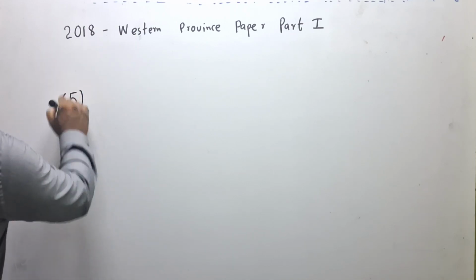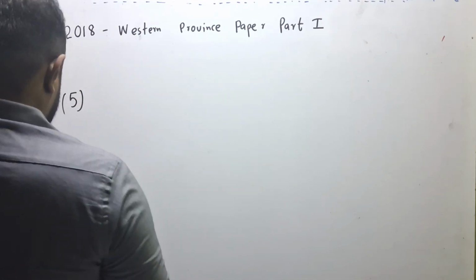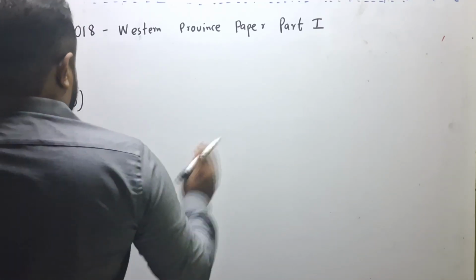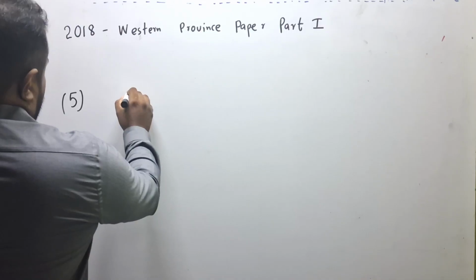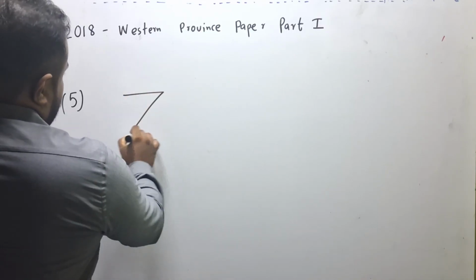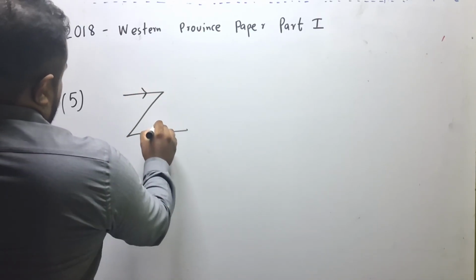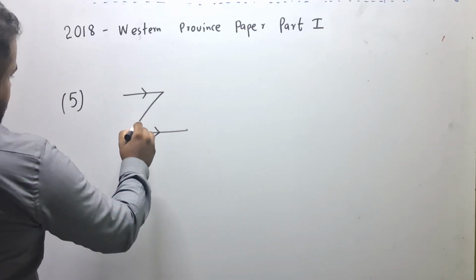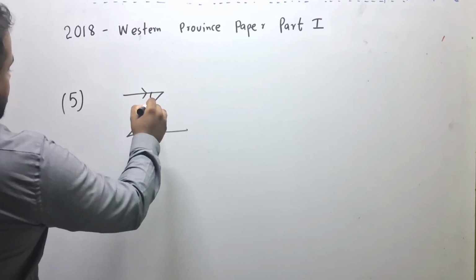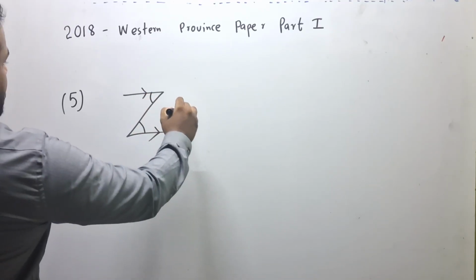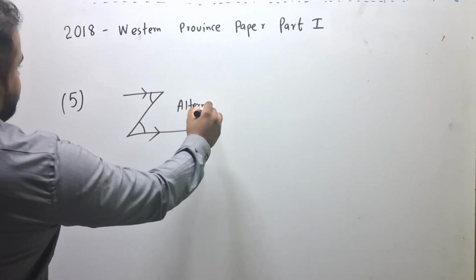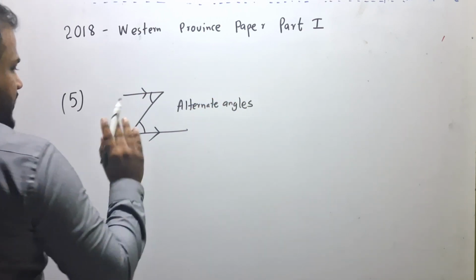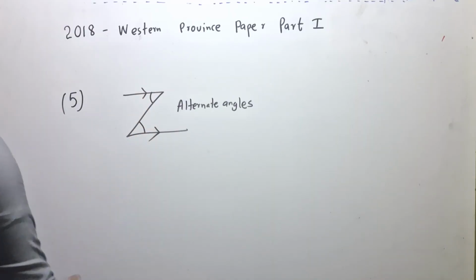Though we couldn't do the class online, you can watch this video. Okay. Remember, when the parallel symbol is given, these Z-shaped angles mean the angles here are equal, and they are known as alternate angles. Okay, when only this parallel symbol is given.